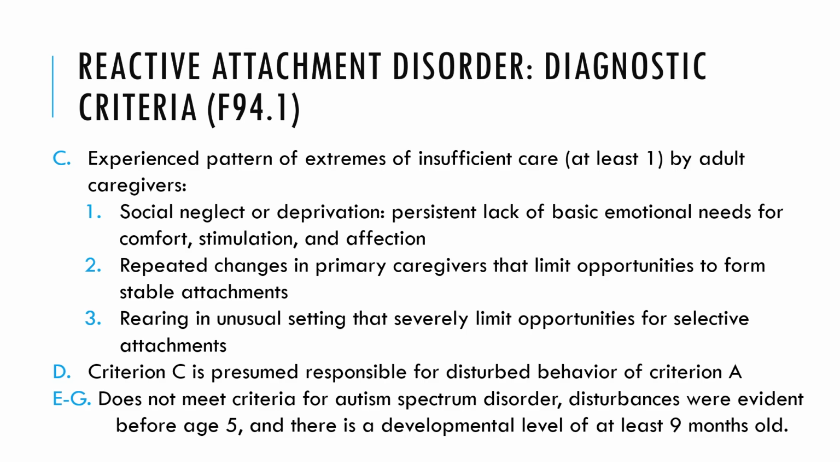And this is the D, disturbance in behavior of criterion A. Students, it begins following a lack of adequate care as described in criterion C. And then E through G: does not meet criteria for autism spectrum disorder. Disturbances were evident before age 5, and there is a developmental level of at least 9 months old.